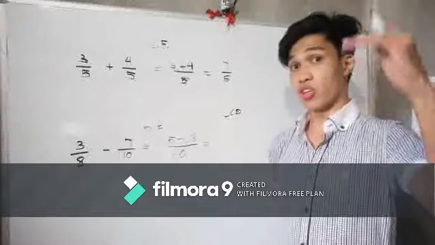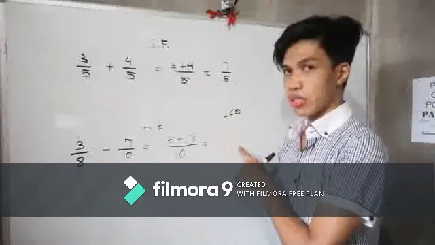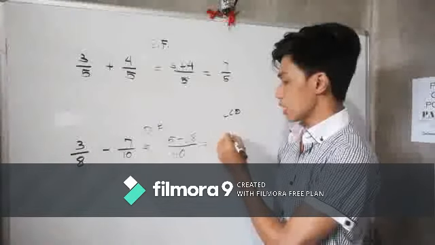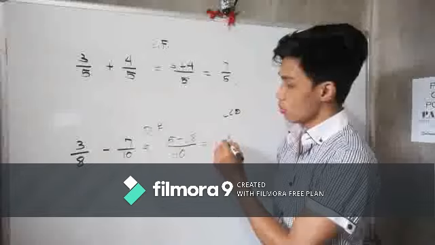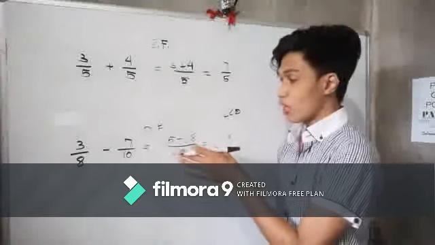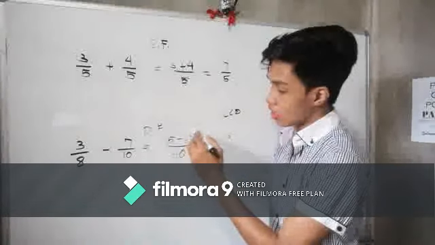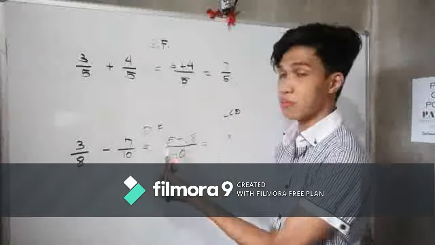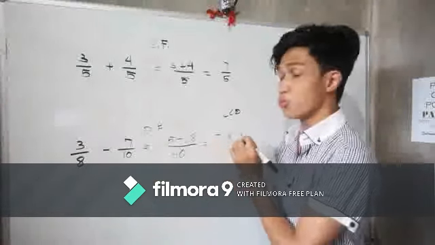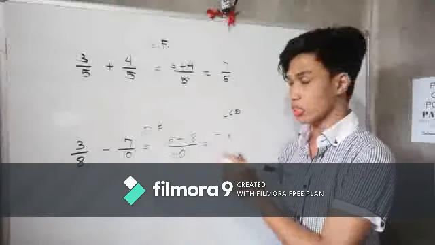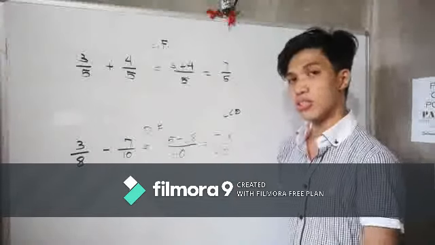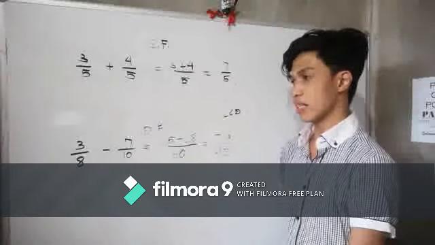Let's do the operation on the numerator. 15 minus 28, what will be the answer? That will be 13. But the negative number is greater than the positive number, which is 15, so the answer must be negative. That will be negative 13 over 40, and that will be the final answer.